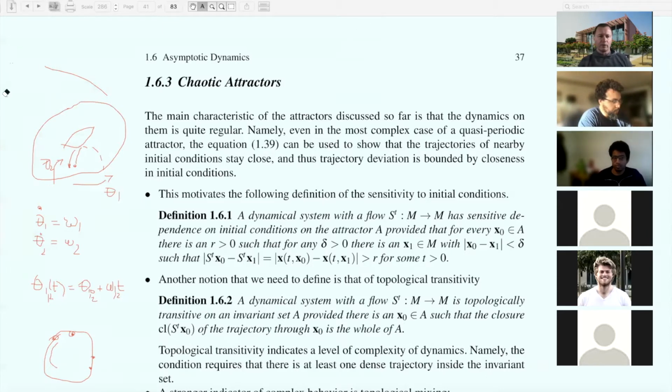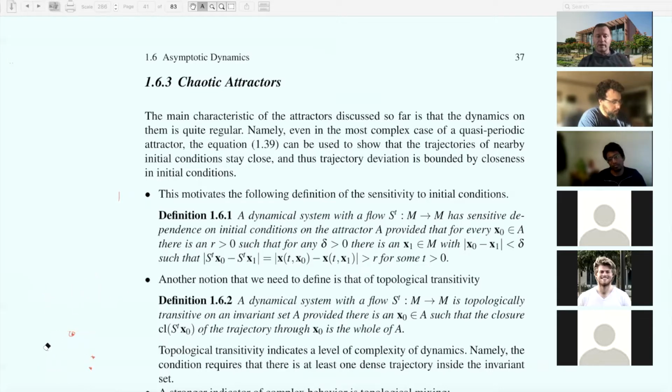That's the key point. To define a chaotic attractor, you're defining it against this idea that quasi-periodic motion keeps the distances tight together. So what you're requiring is that the system has sensitive dependence on initial conditions. That's one of the crucial properties of chaotic dynamics, and it goes as follows.